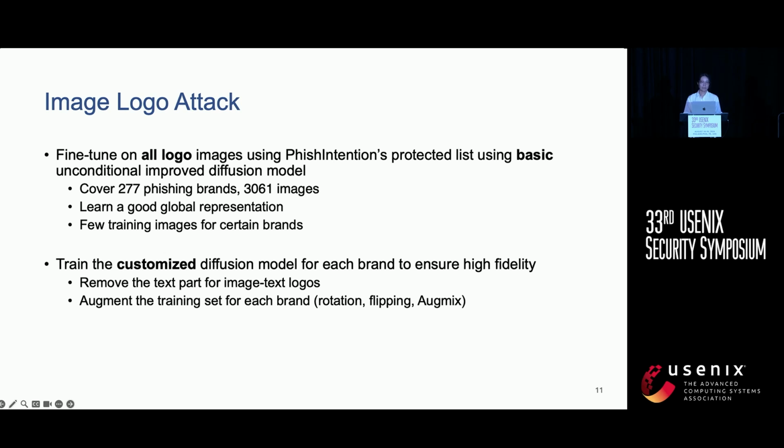Secondly, we're gonna train the customized diffusion model for each brand to ensure we have high-quality logo images. We also did some pre-processing, such as removing the text part for image text logos, and we also augmented the training set. During the sampling process, we sampled 500 logo images for each brand using different model iterations.